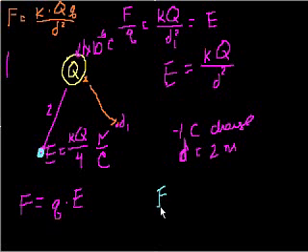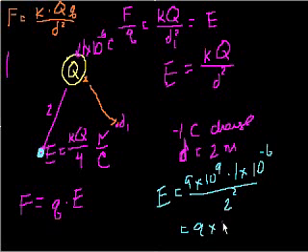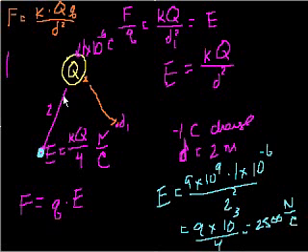Well, the electric field at that point is going to be equal to Coulomb's constant, which is 9 times 10 to the ninth, times the charge generating the field, times 1 times 10 to the minus 6 coulombs. And then we are 2 meters away, so 2 squared. So that equals, let's see, 9 times 10 to the third divided by 4. So I don't know, what is that? 2.5 times 10 to the third, or 2,500 newtons per coulomb.